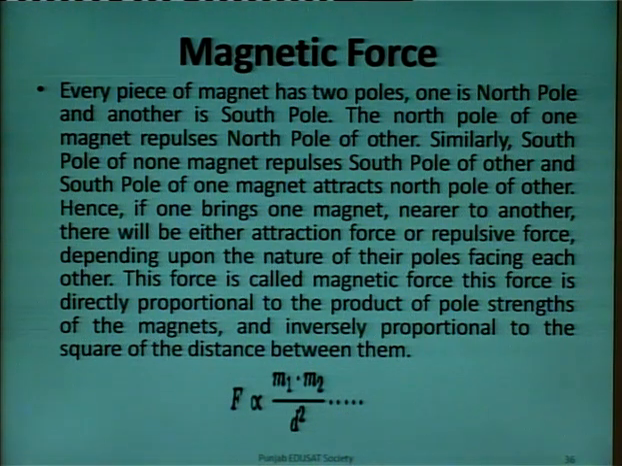So, as we can see in this formula, F, that is the magnetic force, is directly proportional to m1 into m2, and it is divided by d square, where m1 is the pole strength of magnet 1 and m2 is the pole strength of magnet 2, and d is the distance between these two magnets.